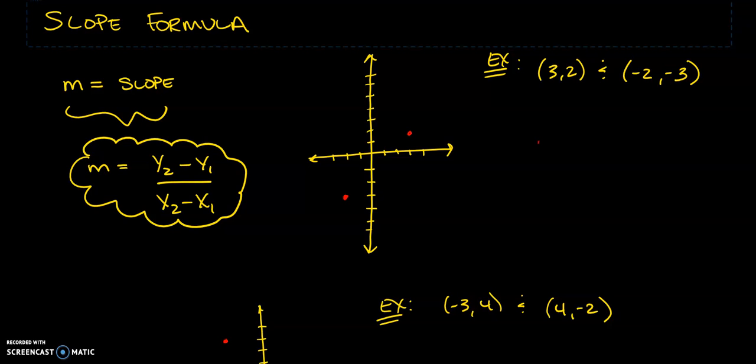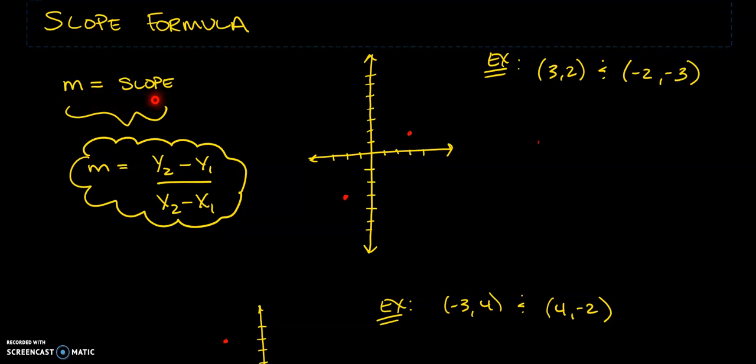Class, in this video, we want to review the slope formula, which is going to be represented by this equation: y2 minus y1 over x2 minus x1. Now, what in the world does that mean? Well, let's begin with the letter m. In mathematics, in algebra, we allow the letter m to represent the slope of a line.